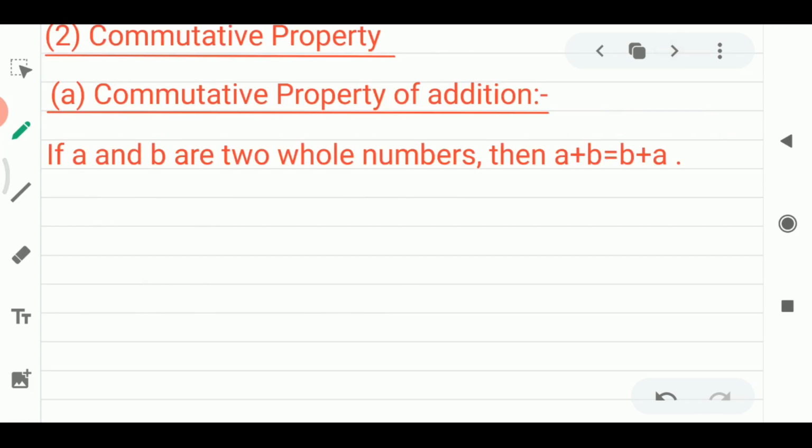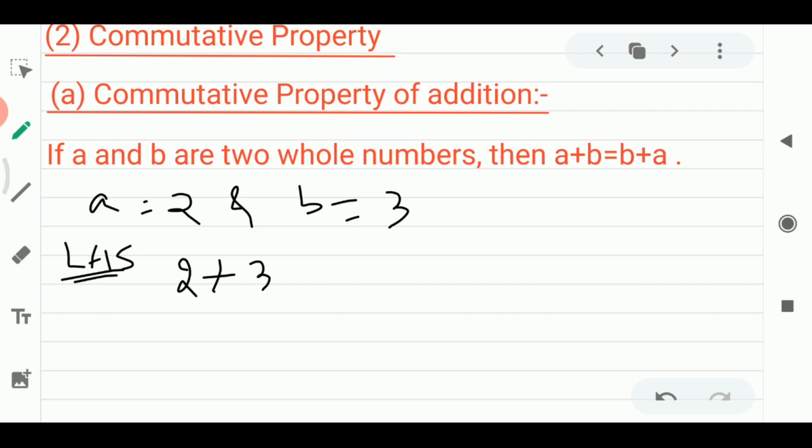Then commutative property. First we will discuss commutative property of addition. If a and b are two whole numbers, then a plus b is equal to b plus a. Let a is equal to 2 and b is equal to 3. So LHS, here LHS is a plus b. A plus b means 2 plus 3. 2 plus 3 is equal to 5.